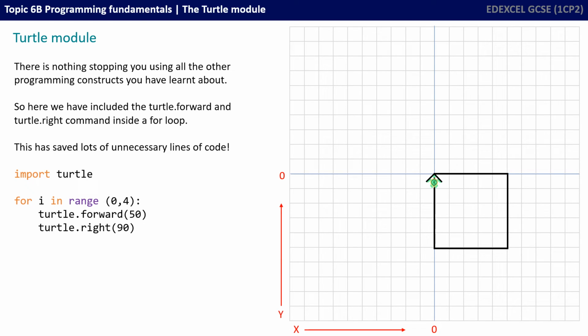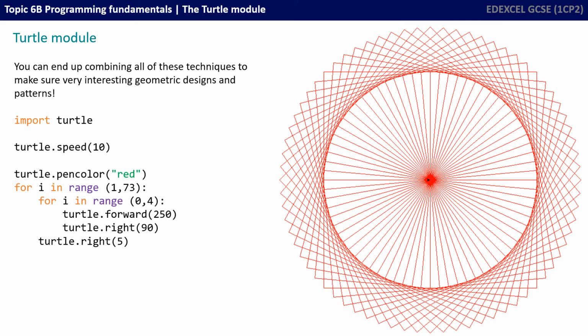There is nothing stopping you using all the other programming constructs you've learnt about already. So here we've included the turtle.forward and turtle.right commands inside a for loop construct. This has saved lots of unnecessary lines of code and achieves the same result. You can end up combining all of these techniques to make some very interesting geometric designs and patterns.